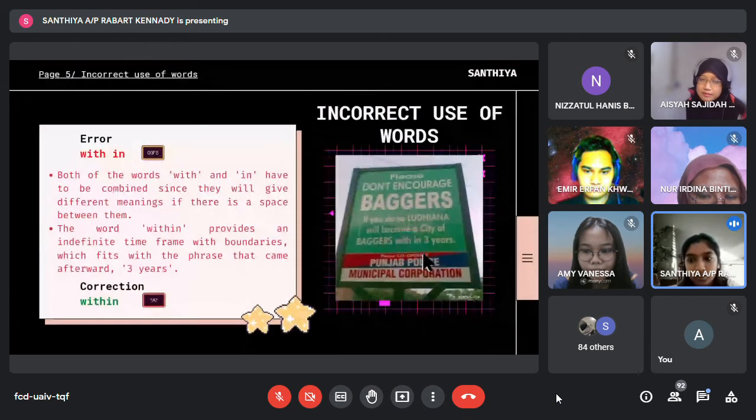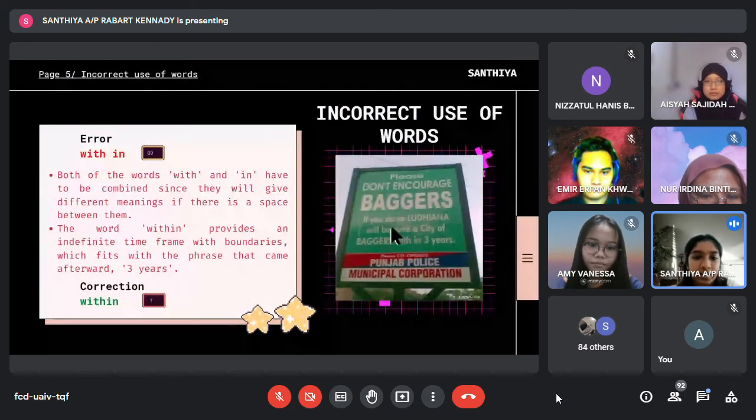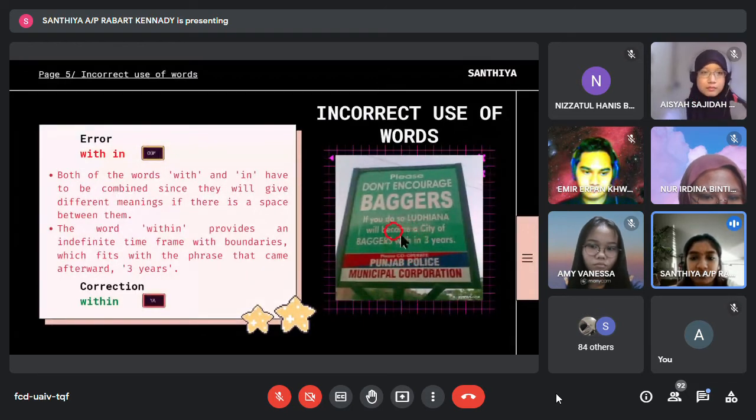If you do so, Ludhiana will become a city of beggars within 3 years. The error here is within. Both of the words with and in have to be combined since they will give different meanings if there is a space between them. The word within provides an indefinite time frame with boundaries which fits with the phrase that came afterwards, 3 years. Hence, the correct answer is within.